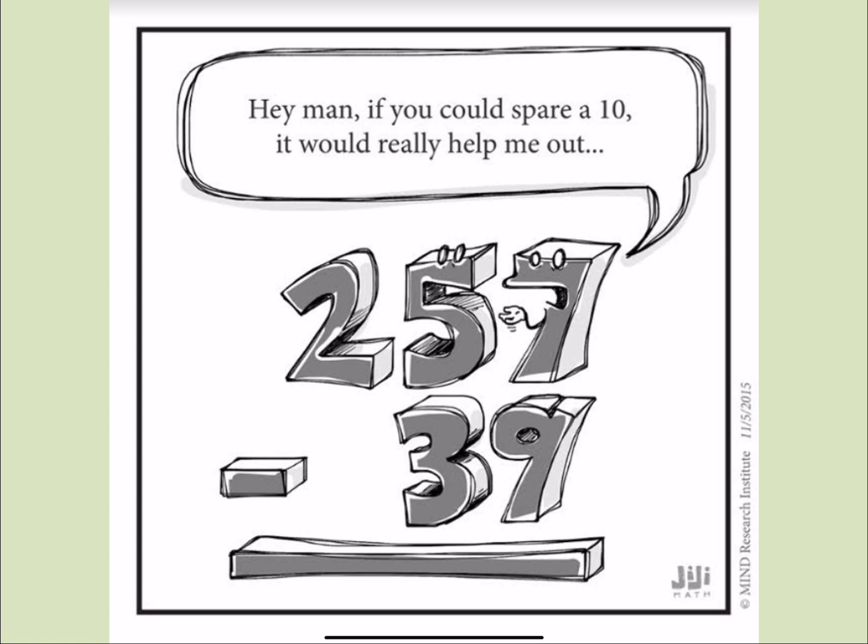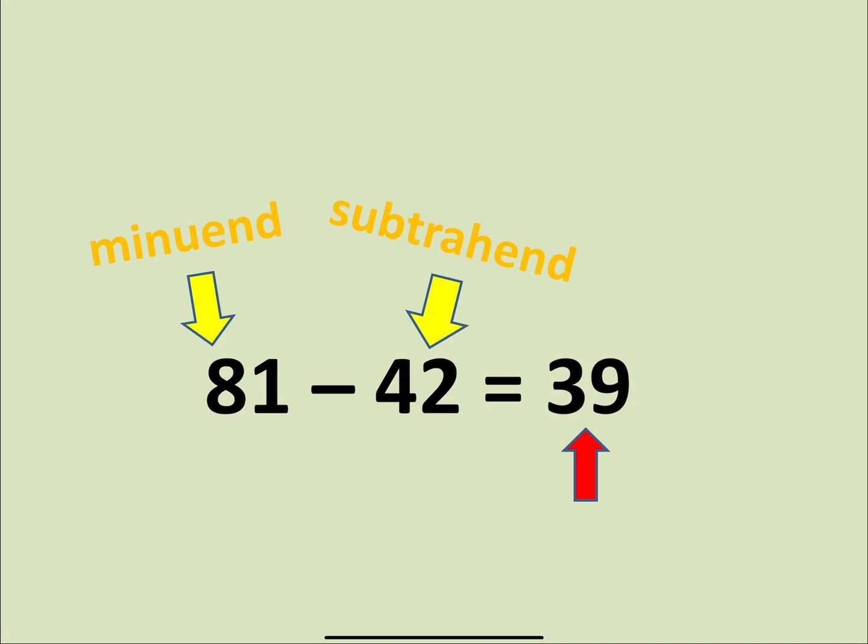Because we're going to have to regroup, because our 5 is going to have to regroup and give a 10 to the 7 and make him 17, because 9 won't have enough to take away. That's so funny. Spare me a 10. I love it. Okay, so let's go over some vocabulary.